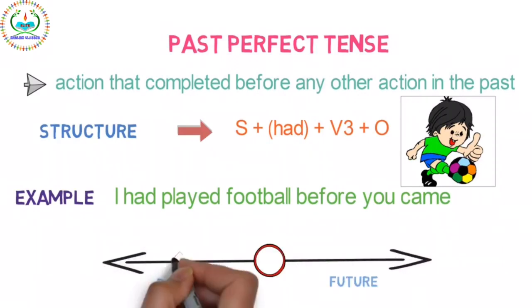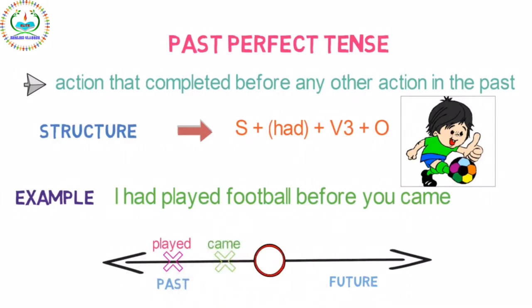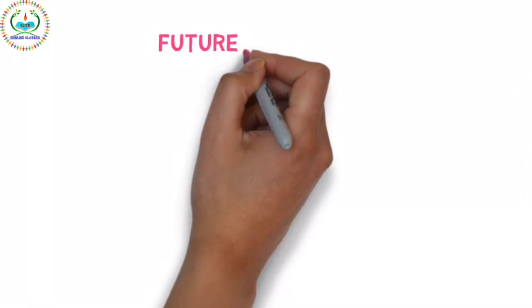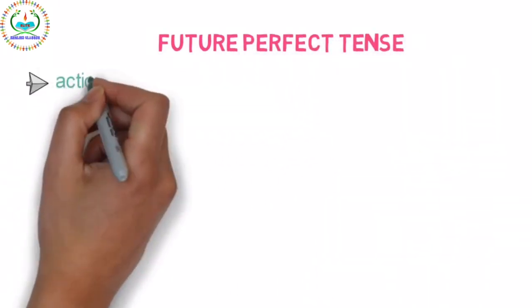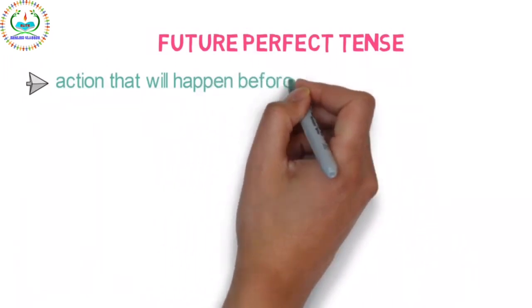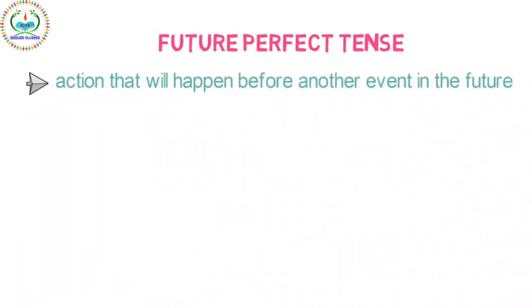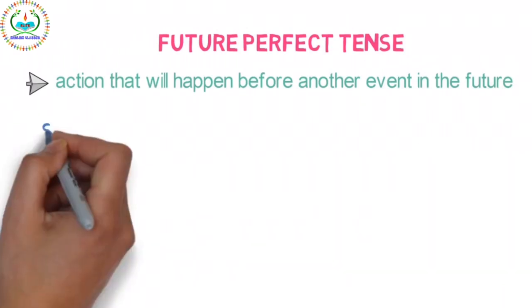On the left hand side, an action of playing is already completed with respect to another action that came. I hope you are clear with past perfect tense. Let's look into the next tense. Future perfect tense. It refers to an action that will happen before any another event in the future. Here, we are comparing two events in the future.